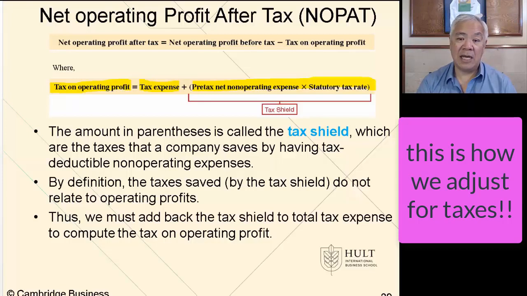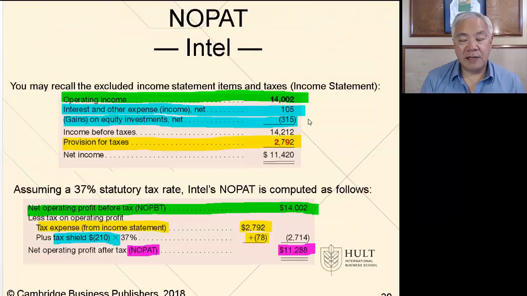So NOPAT equals net operating profit before tax, NOPBT, minus the tax on operating profit, which is an adjusted income tax number. And so this is the tricky part, and it's probably best to look at an example because these words are probably quite confusing. Okay, let's look at Intel. The top I just lifted from the prior income statement just to have it handy so we could see how it ties together. The bottom is the important part. And so the net operating profit, or NOPAT, is equal to the net operating profit minus the amount of taxes that are related to just operations.